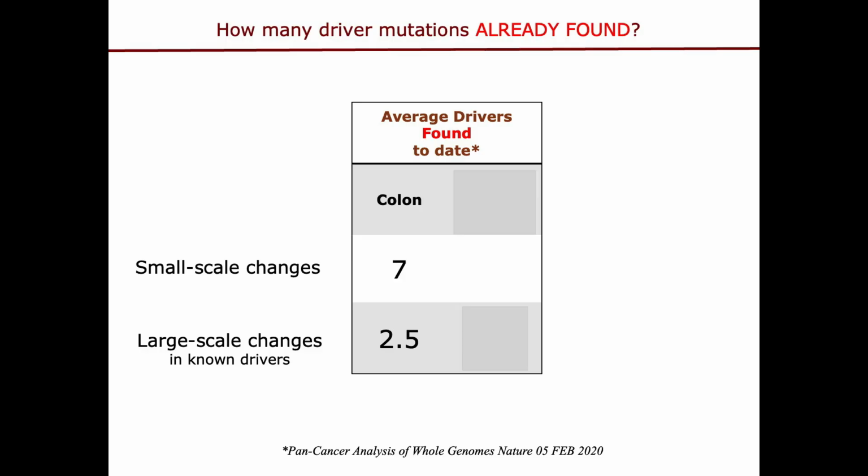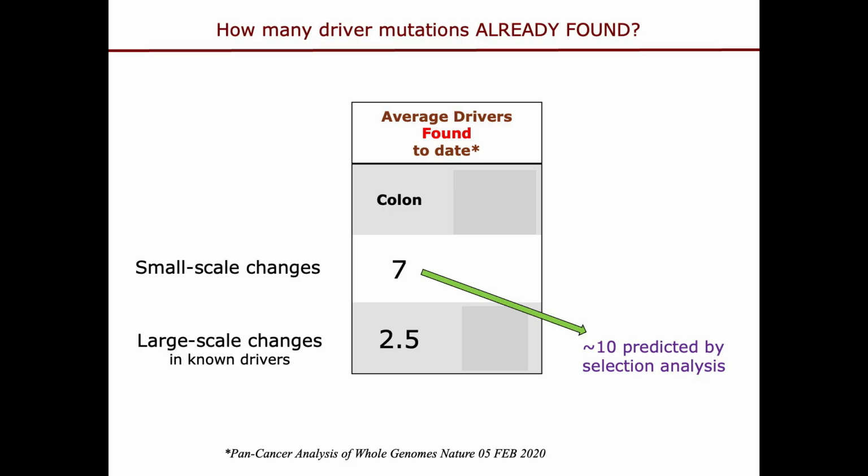The average number of drivers found to date in colon cancer: small-scale changes about 7, of which most would be point mutations; large-scale changes in known driver genes, about 2.5 on average per cancer. Note that 7 small-scale changes compares with about 10 predicted by the selection analysis. So it looks as though a fair proportion of the gene changes in colon cancer at the point mutation level have been identified, but there's still some to come, which agrees with the analysis of Martin Corona et al.